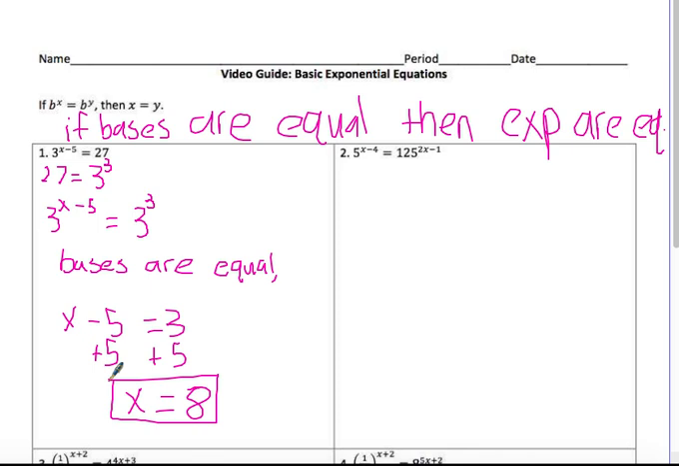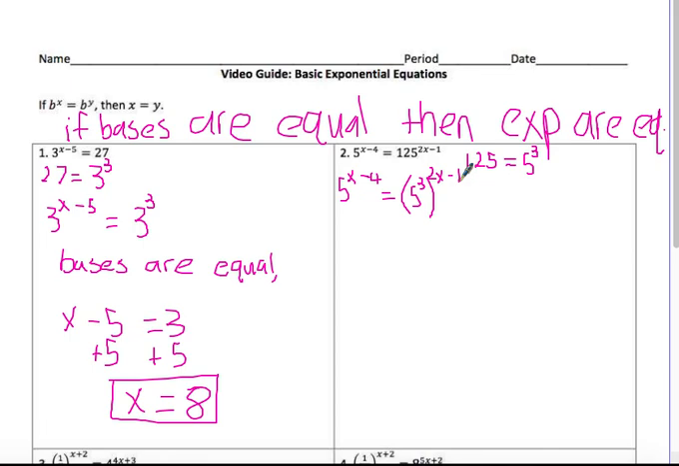So example 2 is the same idea, but now notice we've got variables on both sides of the equation, right? But again, let's first look at 125, and a little bit of guessing and checking would reveal that 125 is equal to 5 to the third power. So in solving this, again, I can say that 5 to the power of x minus 4 is equal to 5 cubed to the power of 2x minus 1.